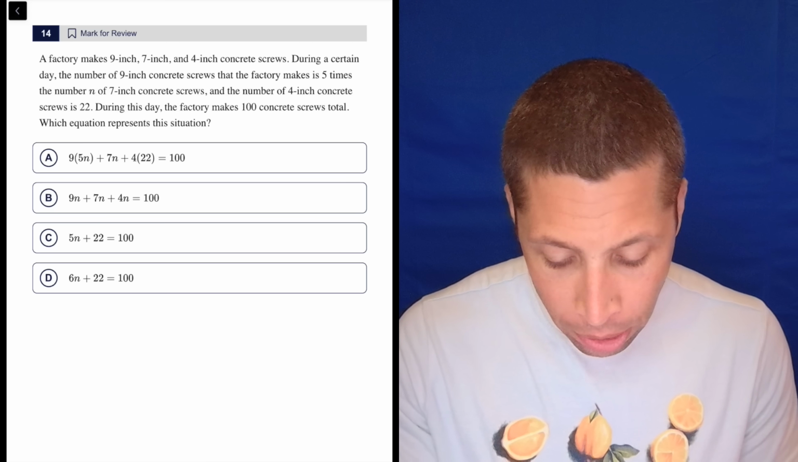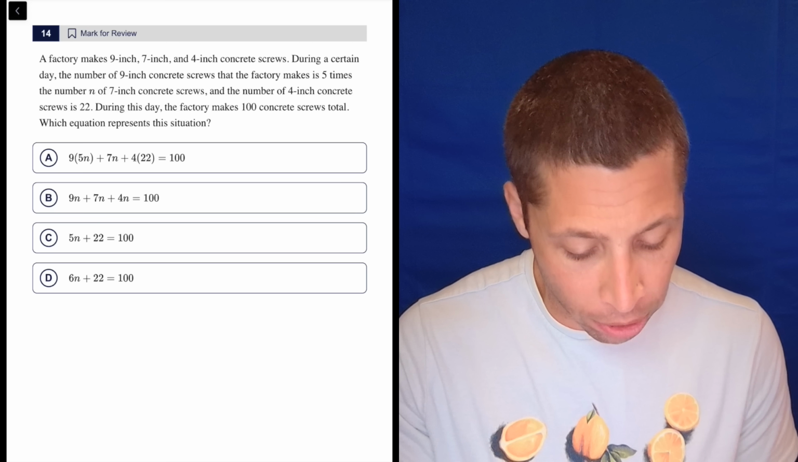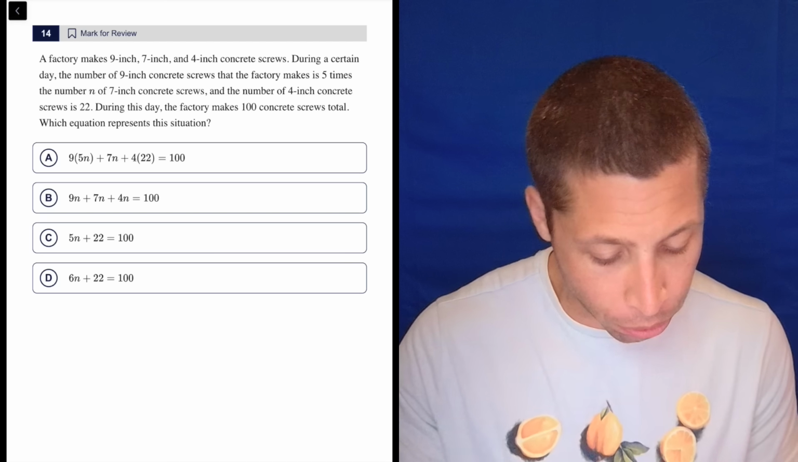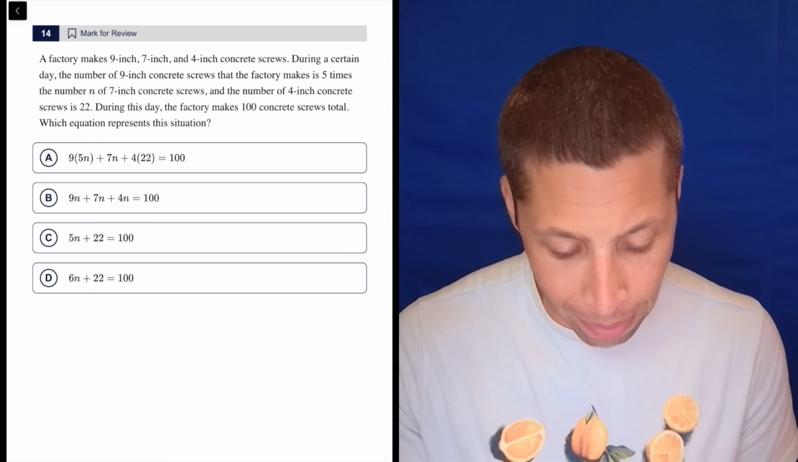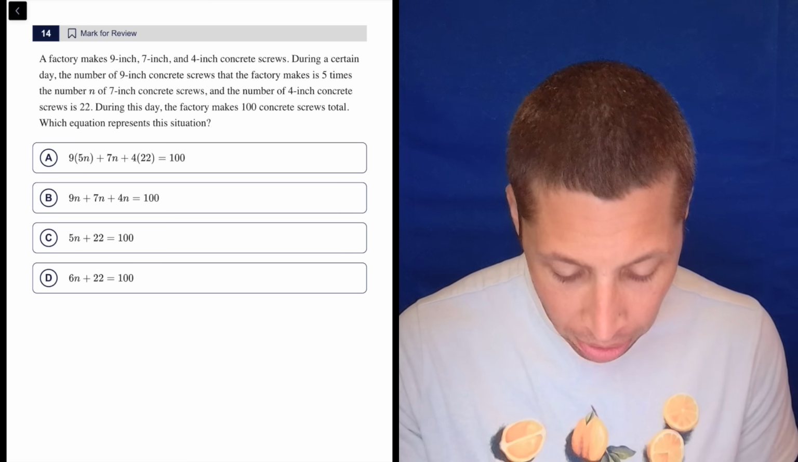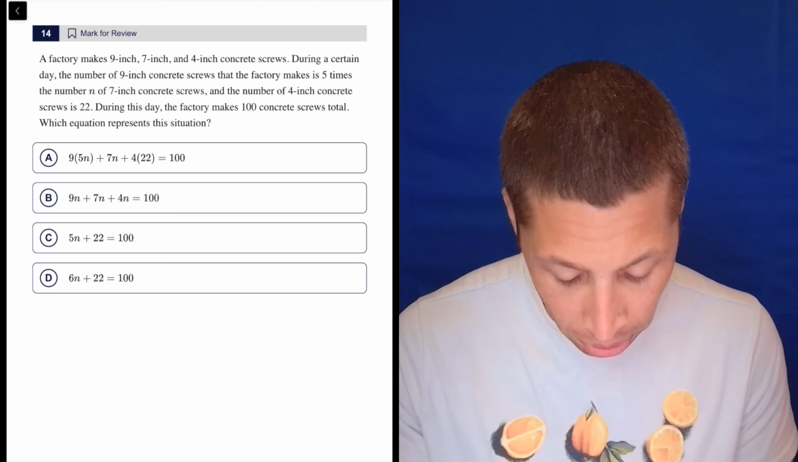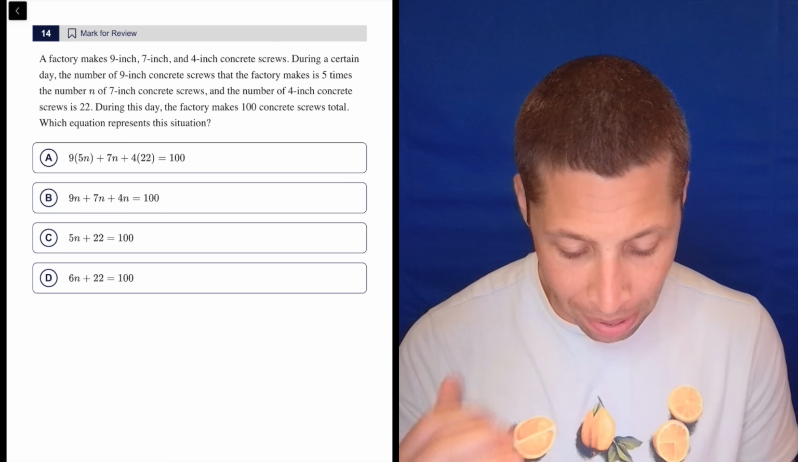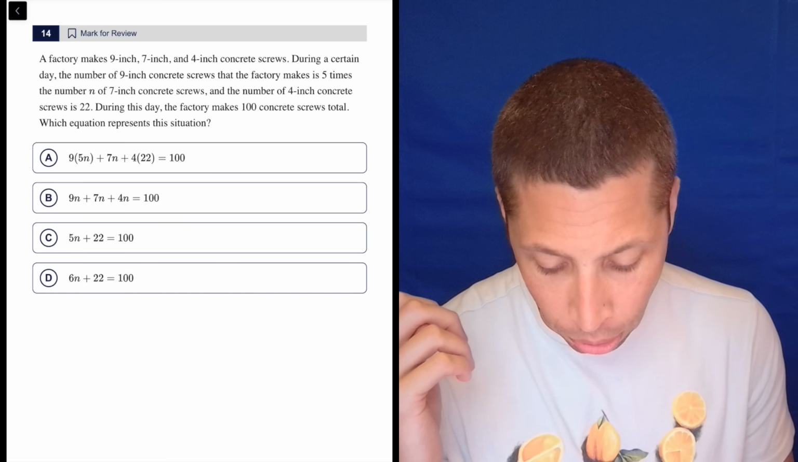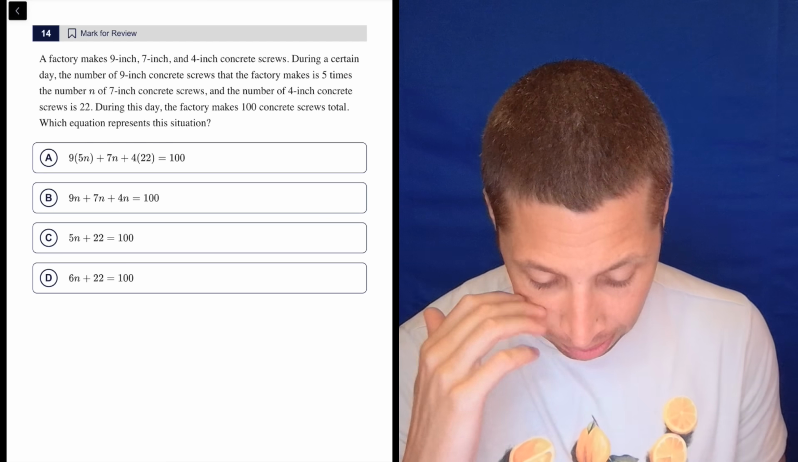So a factory makes 9-inch, 7-inch, and 4-inch concrete screws. Okay, got it. There's 3 different things. During a certain day, the number of 9-inch concrete screws that the factory makes is 5 times the number n of 7-inch concrete screws. So that's a complicated sentence, but I'm not going to worry about it yet. Let's just get more information. And the number of 4-inch concrete screws is 22. Well, that's an easy sentence, so that's fine.